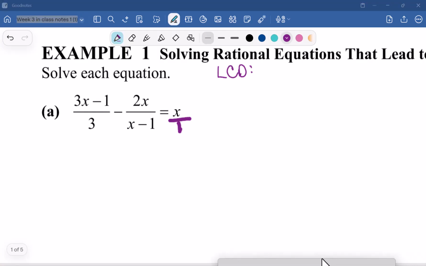My least common denominator is over here. Sorry, I'm having to get my act together. One second. I just found out class was canceled and I needed to do this.